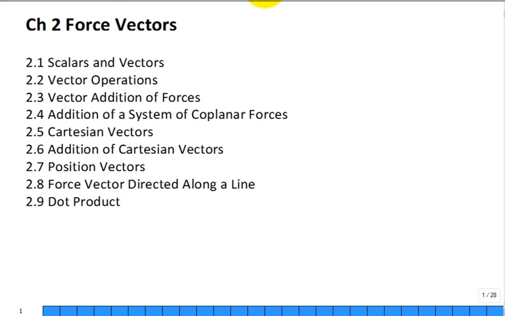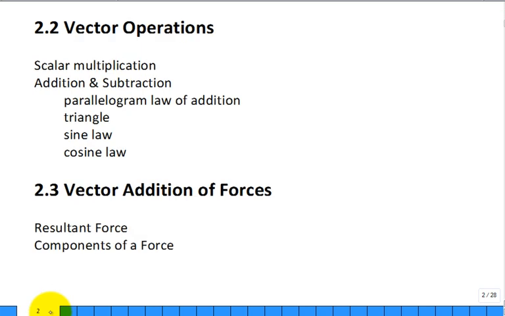So this is our second lecture in chapter 2 on force vectors. It's just a big review of a lot of math that you're already pretty comfortable with, or some of you may have to do a more in-depth review of the material to come up to speed. Okay, we talked about vector operations.